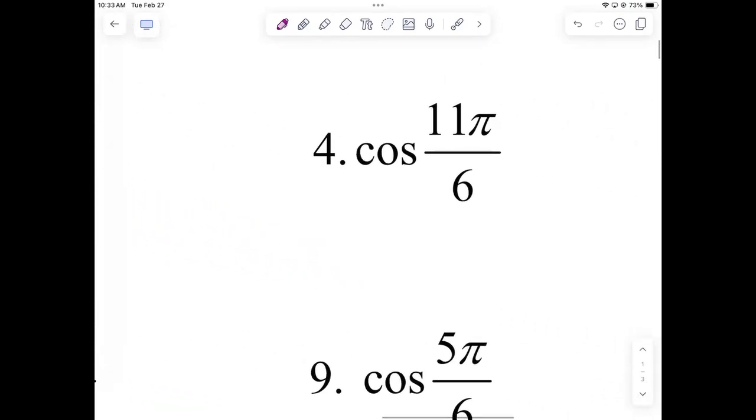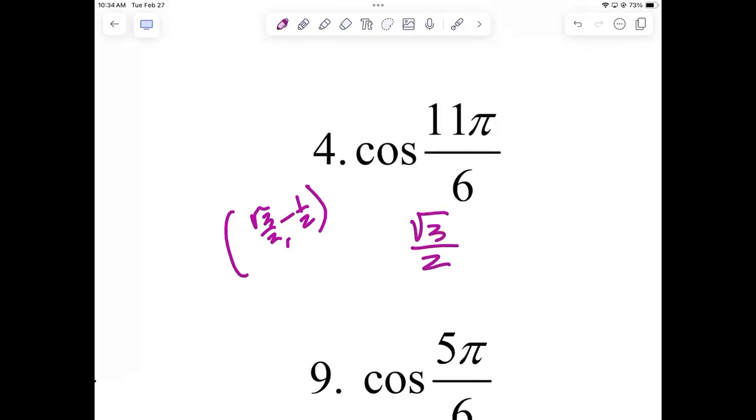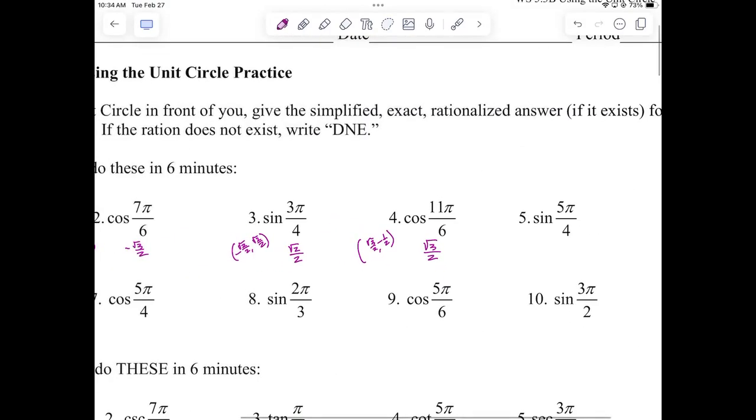All right, cosine of 11 pi over 6. Pi over 6 again, that's square root of 3 halves, 1 half. 11 is in quadrant 4. To get to quadrant 4, I go right and down. So it's positive, negative. You want the cosine, so it's positive root 3 over 2. So on and so forth. You can work through the rest of this if you want.